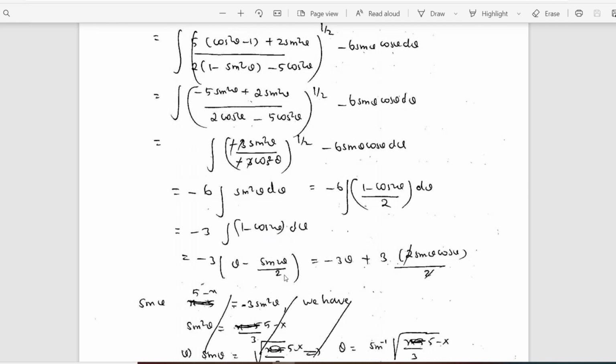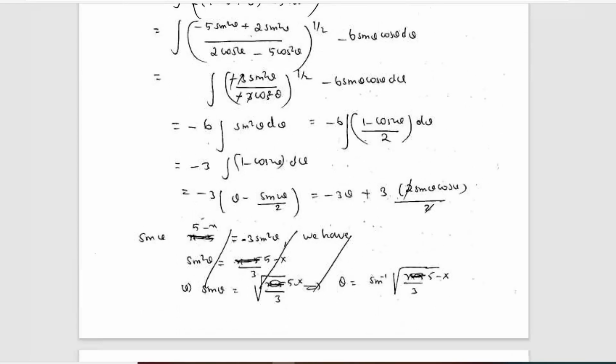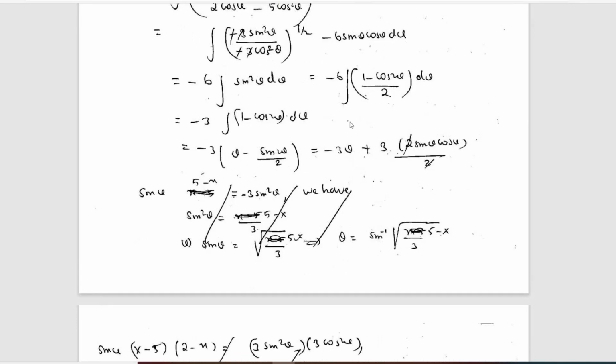Separate the integral. So integral d theta minus integral cos 2 theta. What is integral cos 2 theta d theta? It is sin 2 theta divided by the constant term, which is 2. Cos a theta is sin a theta by a. That is the formula, right? So minus 3 theta plus 3. Now we are writing the formula for sin 2 theta. It is 2 sin theta cos theta, cancelling 2.